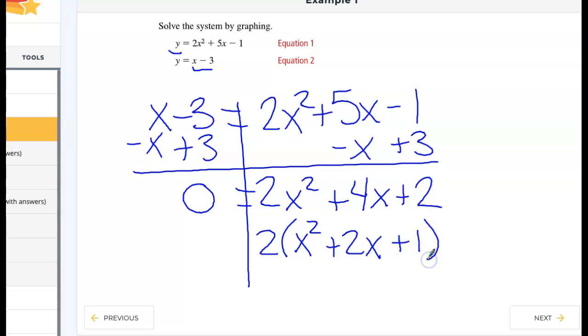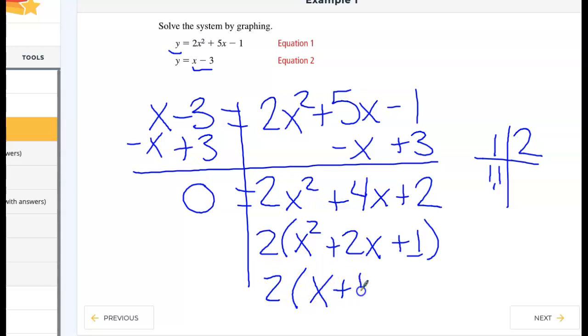Now I look inside the parentheses. Could I factor anything in here? So I'm looking at factors of 1. That would give me 2, right? So 1 and 1 would work. So then I would have 2 times the parentheses x plus 1, and then could I just write squared? It would be the same thing, right? That's equal to 0.